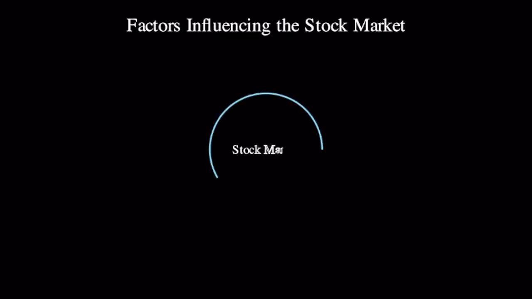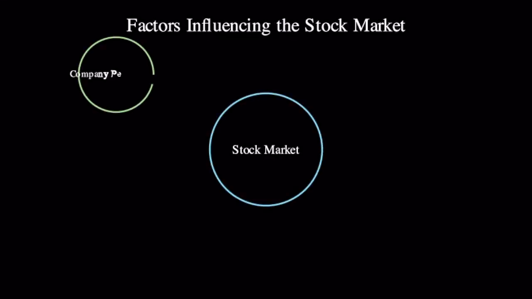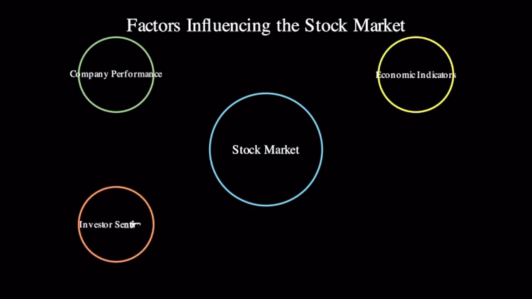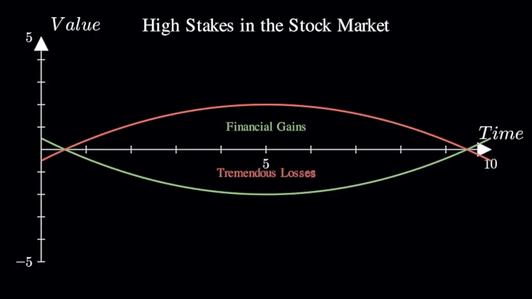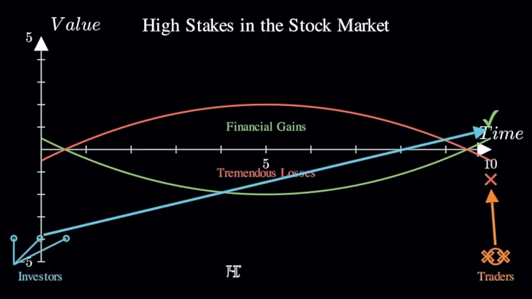As a result of the multiple factors that influence the stock market, predicting the stock market has always been a very difficult task. From a company's performance to economic indicators to investor sentiment and all other global events, all of these factors play a role. In the stock market, the stakes are extremely high since accurate predictions can result in significant financial gains, whereas errors can result in tremendous losses. In order to make informed decisions, both investors and traders use different forecasting methods.